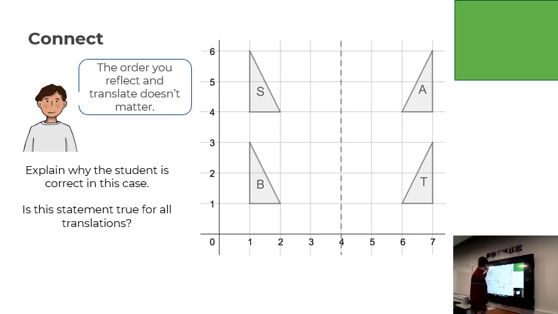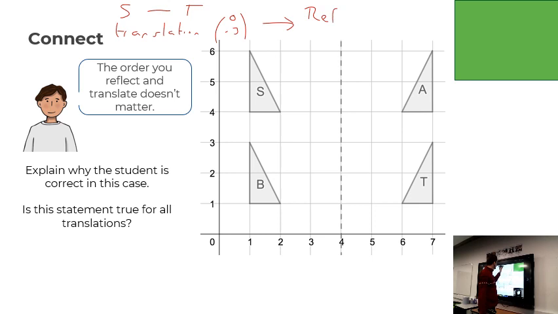So here we firstly did a translation. From S to T, we started with a translation, and that translation was 0, negative 3. And then afterwards, we did a reflection on the line x equals 4, and we got the new shape T.